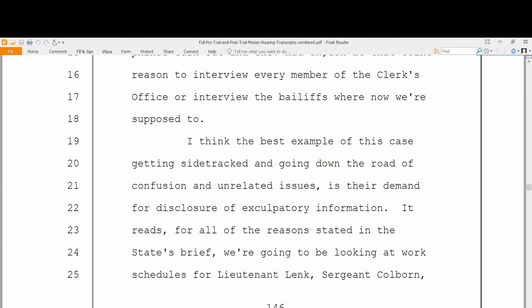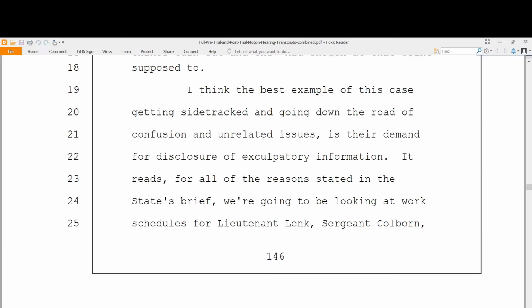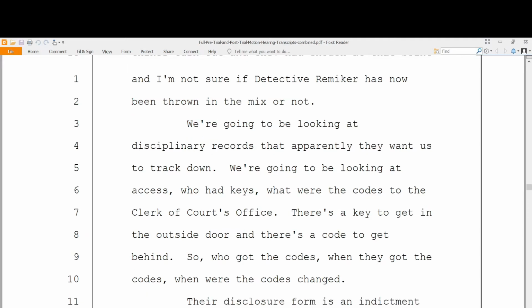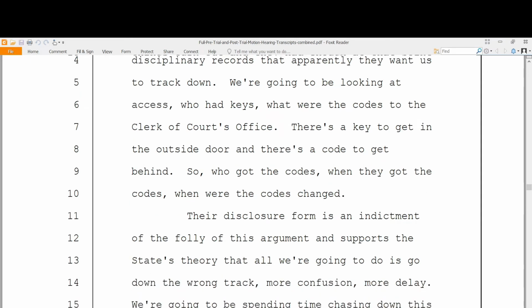is their demand for disclosure of exculpatory information. It reads, for all the reasons stated in the state's brief, we're going to be looking at work schedules for Lieutenant Lenk, Sergeant Colborn, and I'm not sure if Detective Remaker has now been thrown into the mix or not. We're going to be looking at the disciplinary records that apparently they want us to track down. We're going to be looking at access, who had keys, what the codes were for the clerk of court's office. There's a key to get in the outside door, and there's a code to get behind. So, who got the codes? When did they get the codes? Were the codes changed?